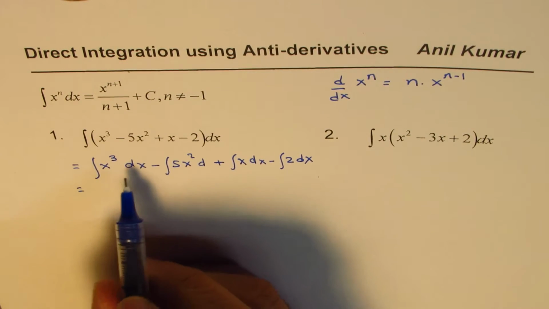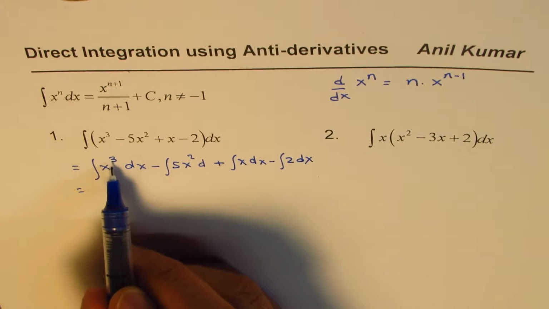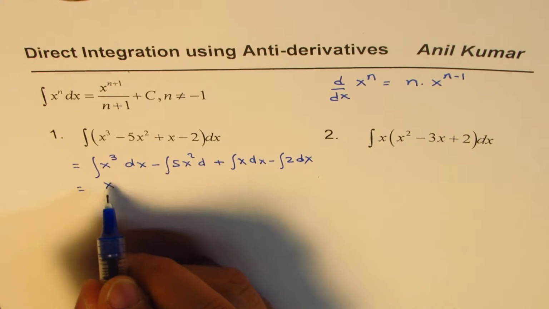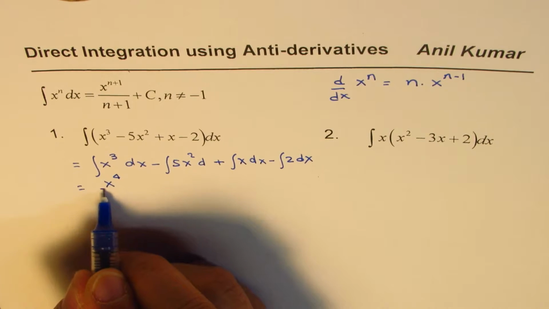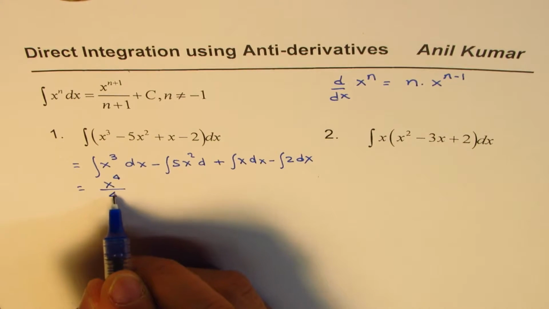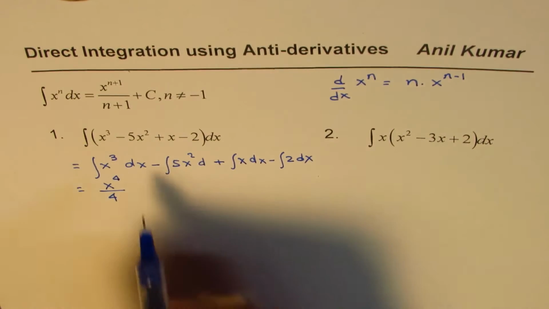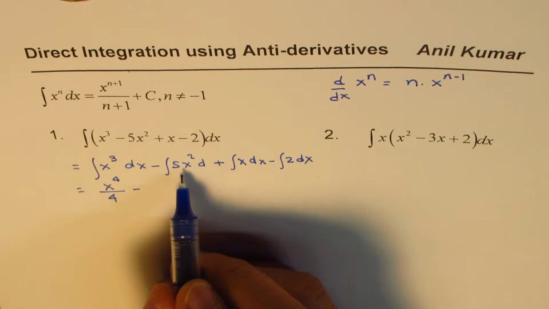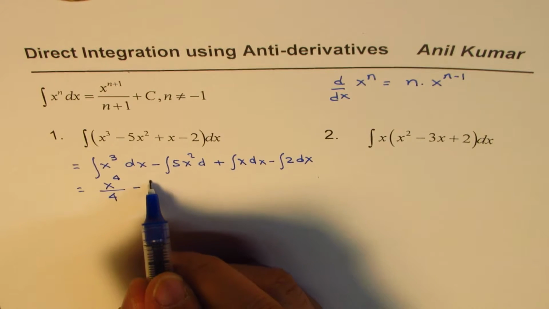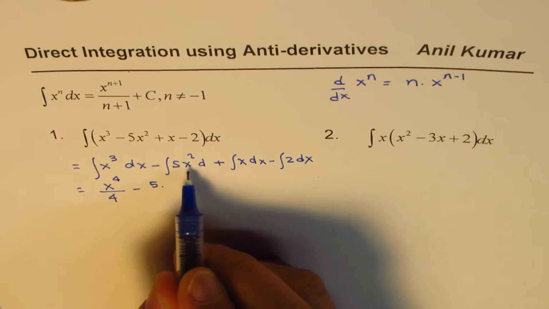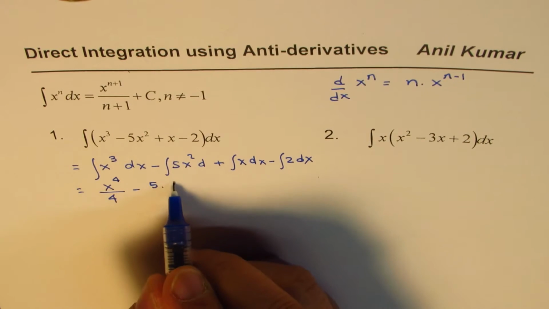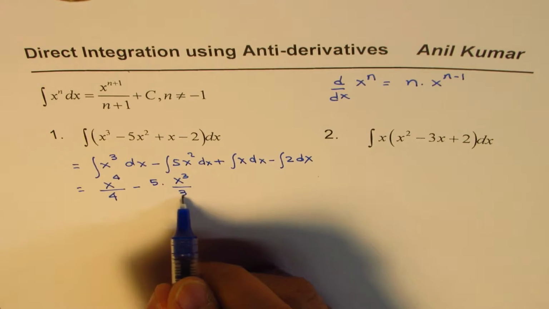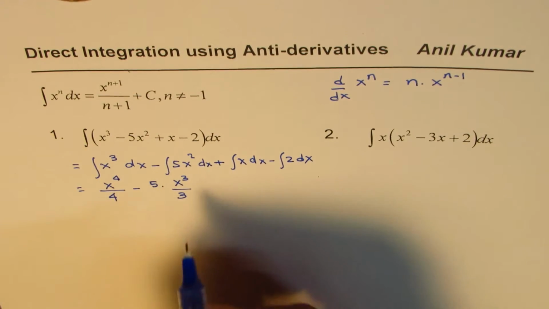Now, for x to the power of 3, n is 3, so you'll get x to the power of 3 plus 1, which is 4, divided by n plus 1, which is 4. So that is what it is. Now in this case, a constant is being multiplied to the function, so the integral of this will be the constant times the integral of the inside function, which in this case will be x cubed over 3, right? Direct application of the formula.